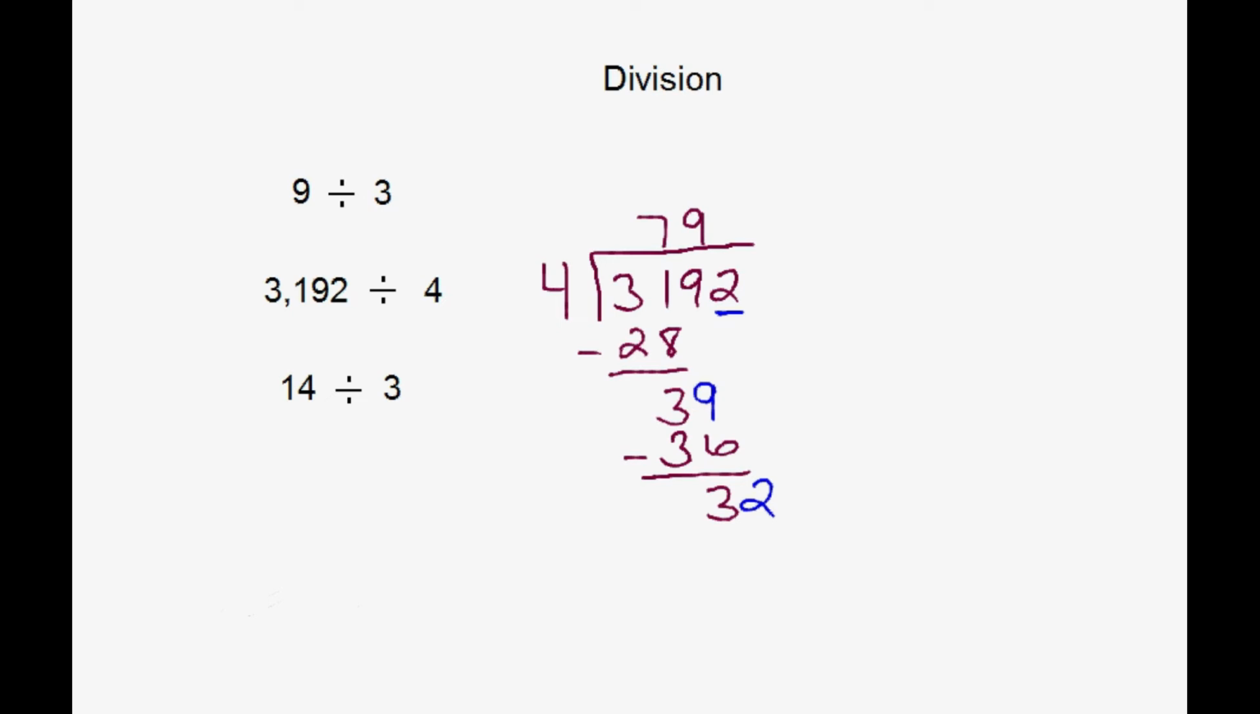And we can divide. 4 goes into 32 8 times. And then we'll multiply. 4 times 8 is 32. And then we'll subtract. 32 minus 32 is 0. And we're done. 3,192 divided by 4 is 798.